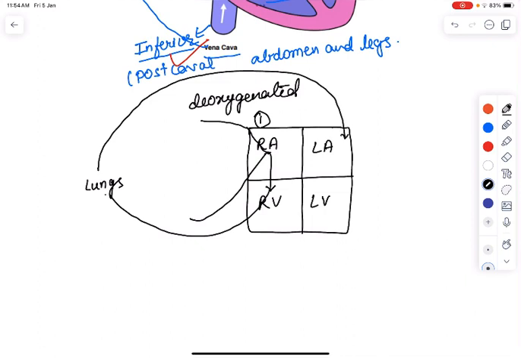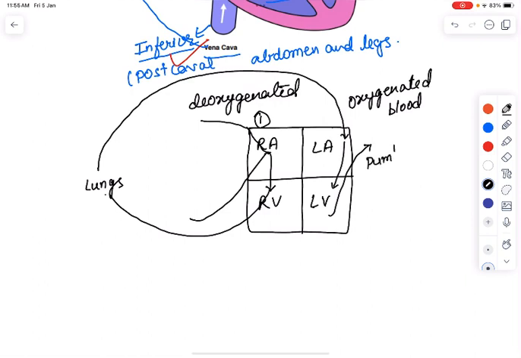The pure oxygenated blood will enter to the left auricle, and from this left auricle the blood will enter into the left ventricle, and from this left ventricle the blood will be pumped to all parts of the body. So this is how the blood will circulate.